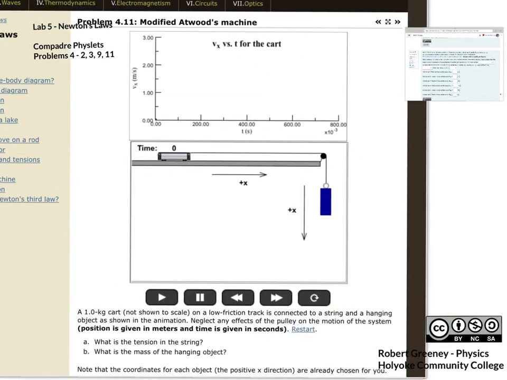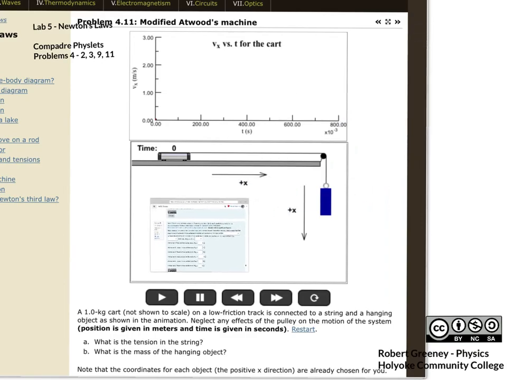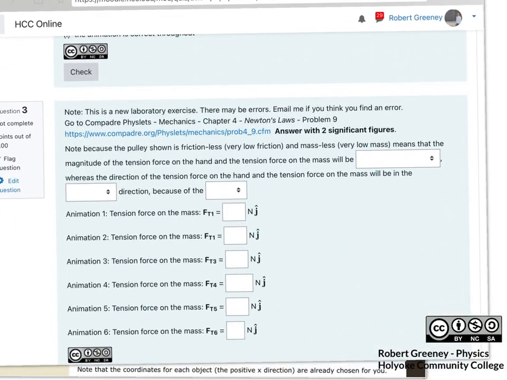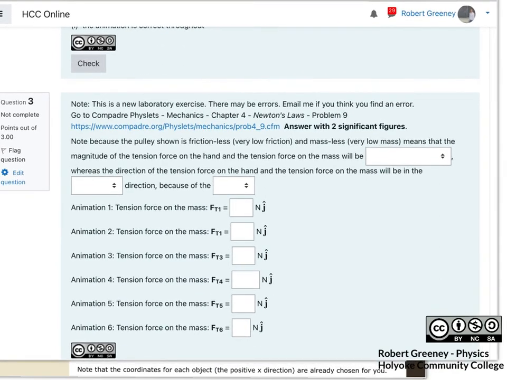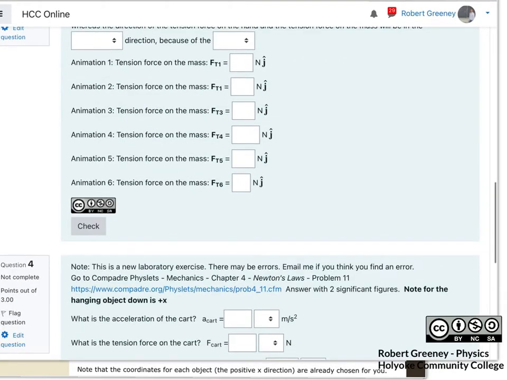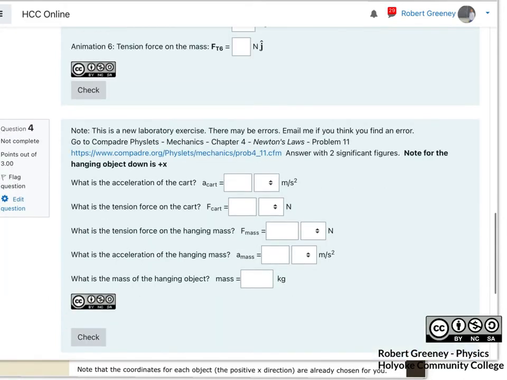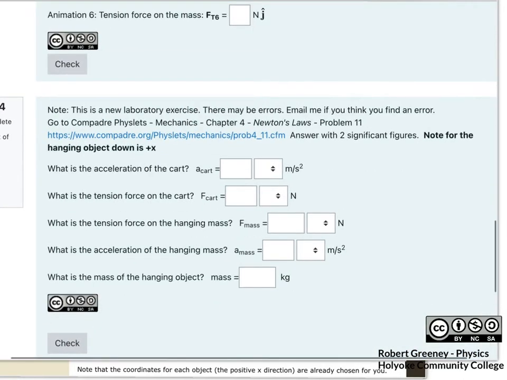Okay, last problem, 411. Let's see what the questions are for this one. There we go. So if you don't have that on your computer, or you want to know what the questions that we have to answer are, we need the acceleration of the cart, the tension force on the cart, what is the tension force on the hanging mass, the acceleration of the hanging mass, and what is the mass of the hanging object. Those are the questions we want to answer.